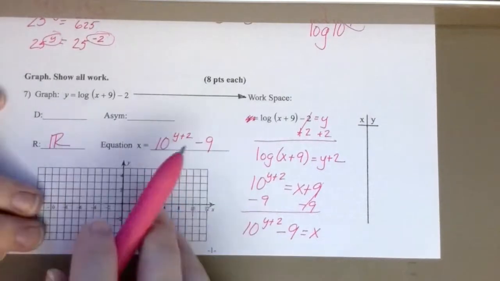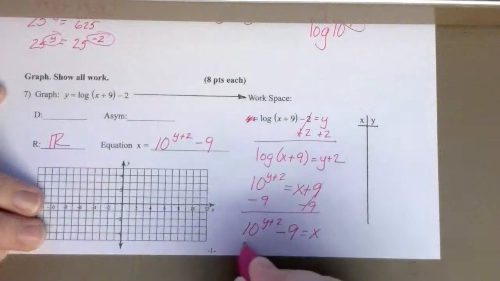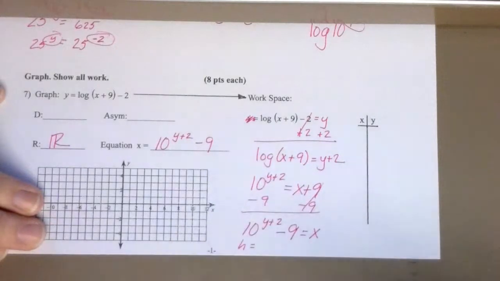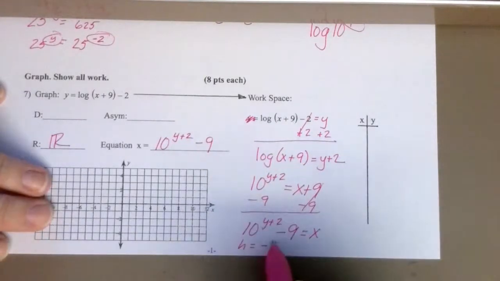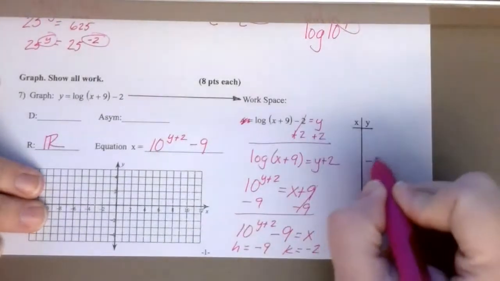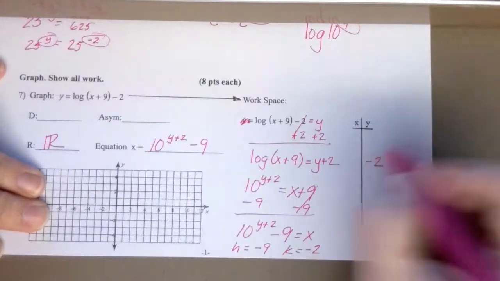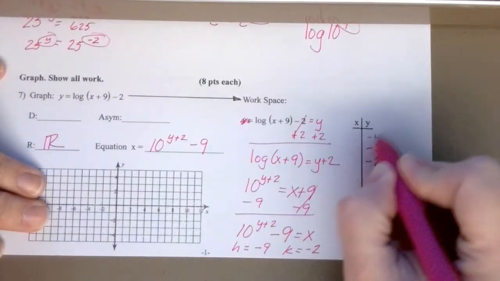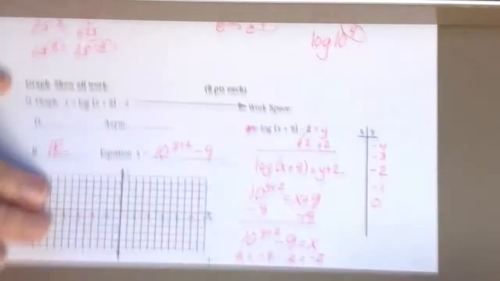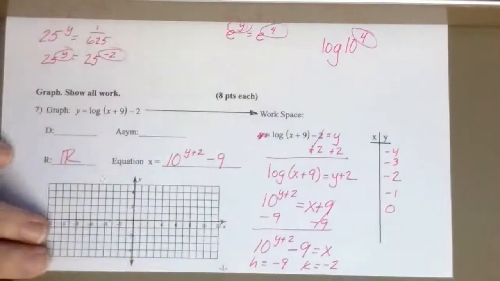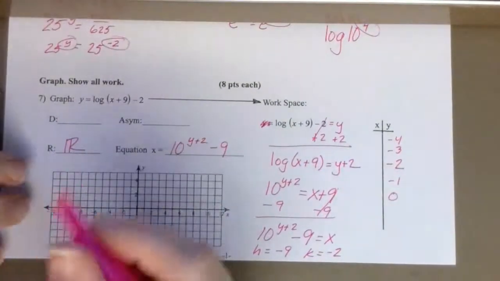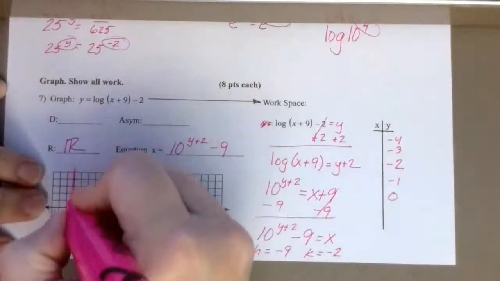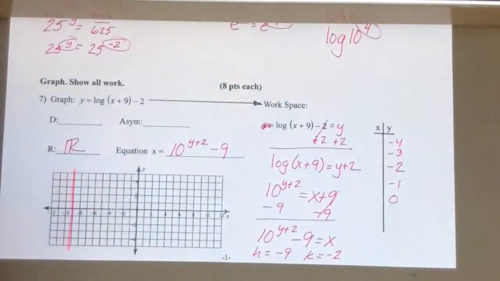All right, so knowing that, what is my h value? Negative 9. What is my k value? Negative 2. So negative 2 goes here. Yeah? Negative 3, negative 4, negative 1, and 0. And then h is my asymptote. And that's all the way down here.